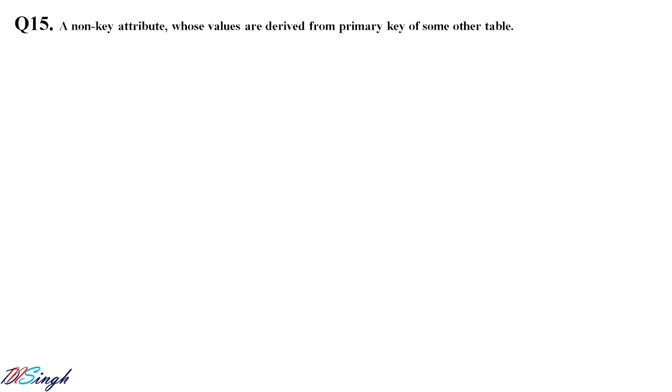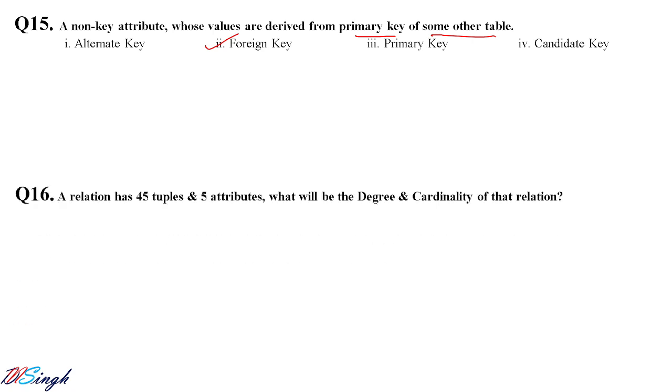Next question, a non-key attribute whose values are derived from the primary key of some other table. This is the definition of foreign key, which is used to establish relation between two tables. Foreign key also acts as a cross reference between two tables, and the foreign key is present in the table that is called child table, and the values of foreign key must be derived from the primary key of another table, that is called master table. Okay, fine. Let us go for the next one.